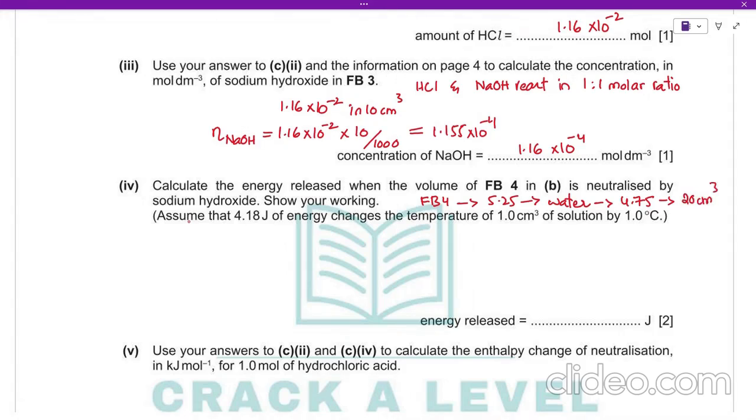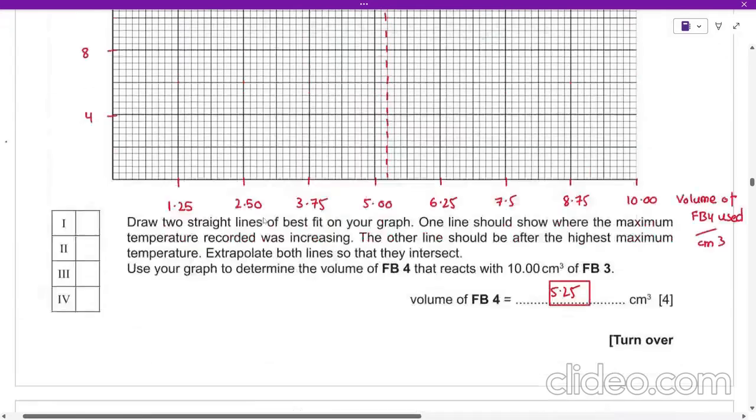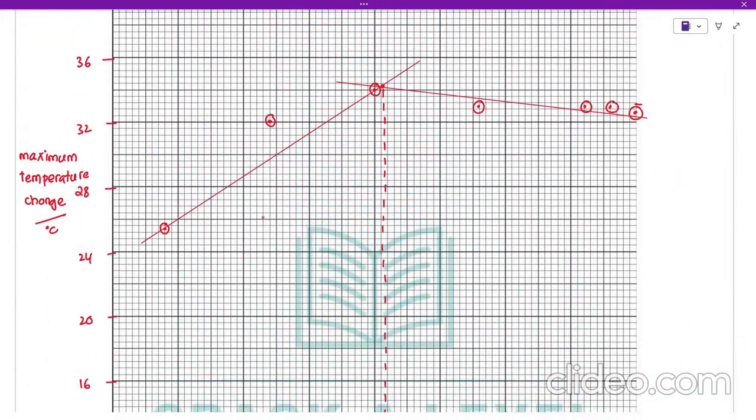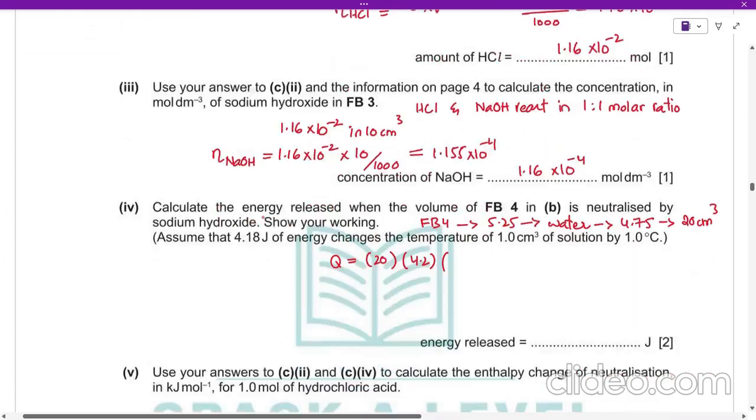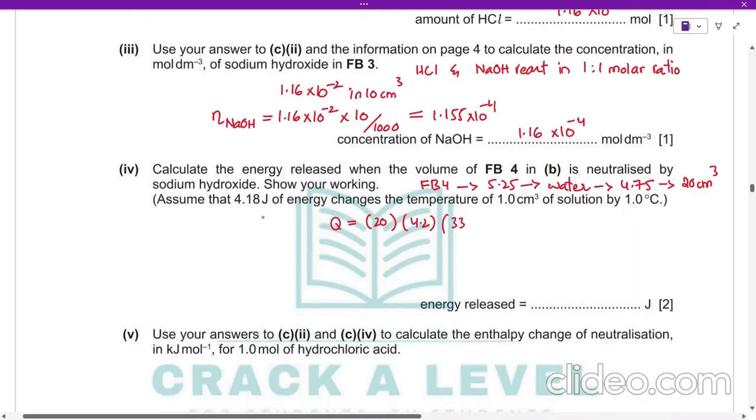or you can also say 20 grams. So 20 grams into 4.2, and the temperature change was how much? The highest temperature change was, let me check it from the graph. It was at this point, and this is about 33.4. So 33.4 minus the initial temperature which was 27.0. Let's take it and calculate this.